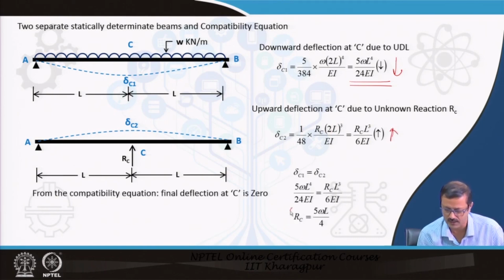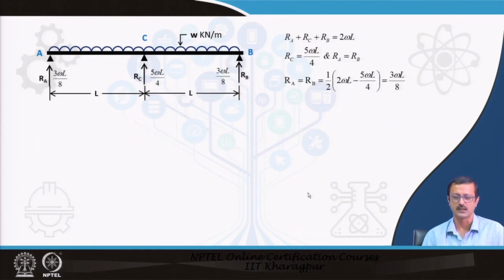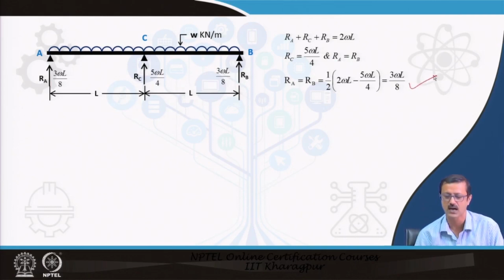So, I can find out that RC is known to me, and as and when RC is known to me, I can find out RA and RB, because RA plus RC plus RB is equal to 2 omega into L, because omega is the total intensity and the total length is 2L. So, RC is 5 omega L by 4. And RA and RB have to be equal because it is symmetrical. So, I can find out how much are RA and RB.